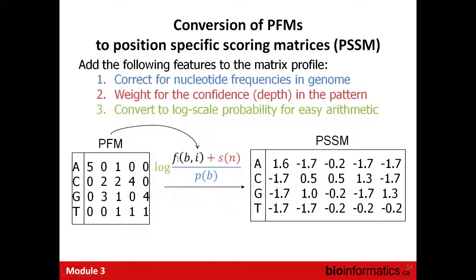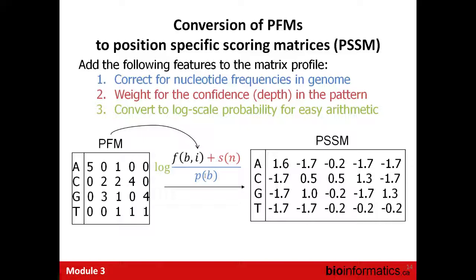You can do that in this case. We'll start with the PFM, which is this F_B,I quantity right here. So for every cell in this matrix, we've got an F. The B is the base. The I is the column. All right, and we can take that base, and each base has a background frequency in the genome.